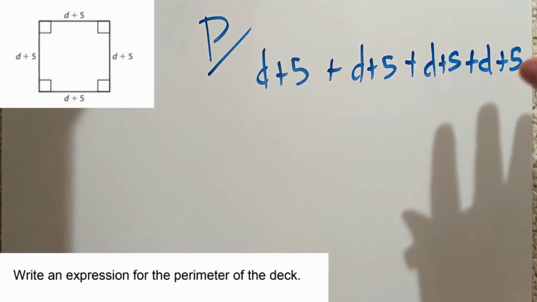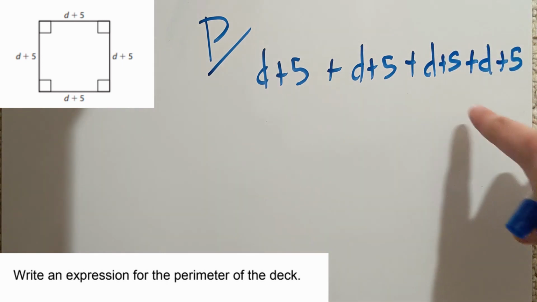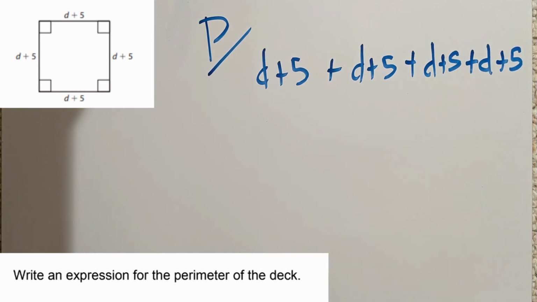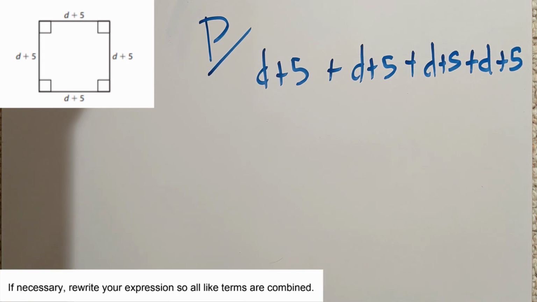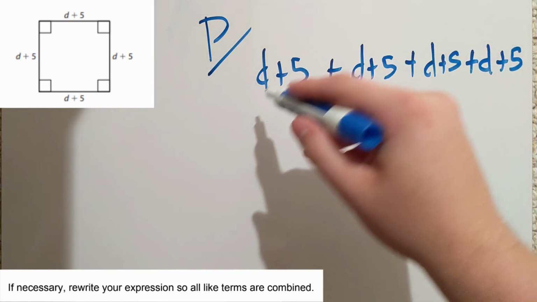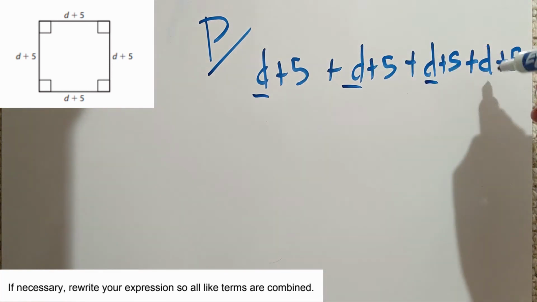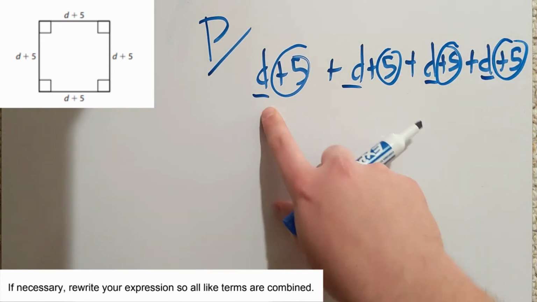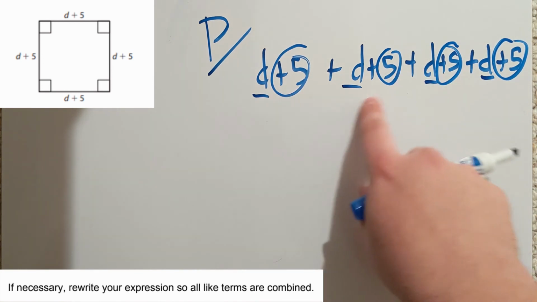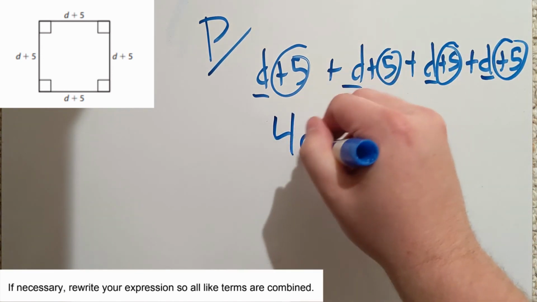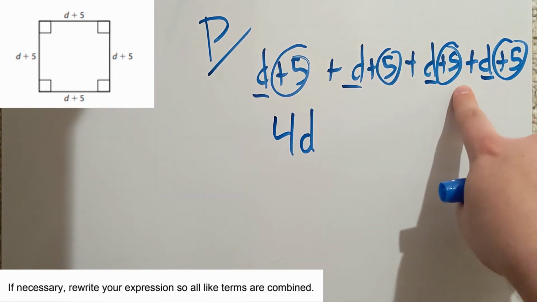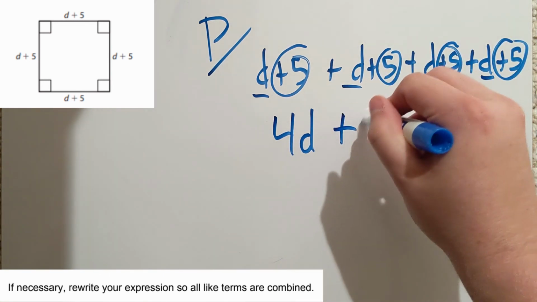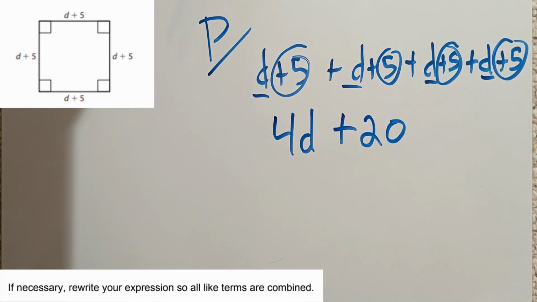Now, you could skip this next question depending on if you use this one or not. So some of you might instantly in your minds just want to simplify that, which you can do. So the second part says, if necessary, rewrite your expression so all like terms are combined. So remember we said like terms are the same variable or just numbers. So if we look here, we can combine our d's and combine our 5s. So 1, 2, 3, 4 d's if we add those all together, 4d. 5 plus 5 is 10, plus 5 is 15, plus 5 is 20. So 4d plus 20, if we want to rewrite that and make it as simple as possible.